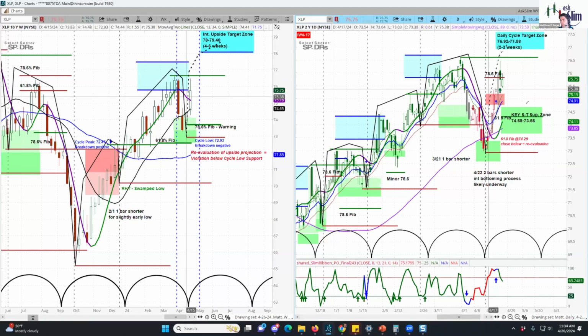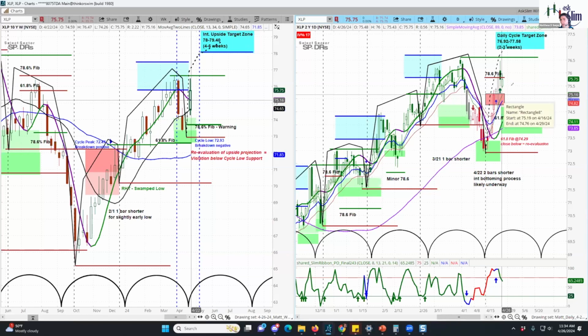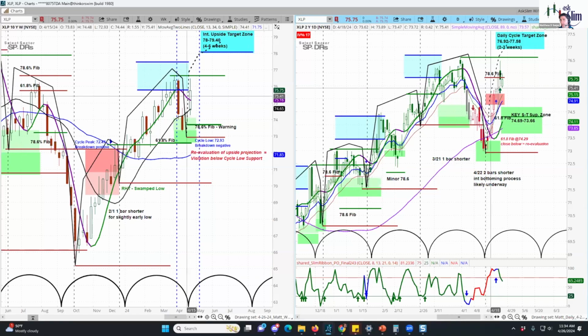There is a key support zone that runs from 74.69 to 73.66. So we could get a potential pullback, but the first area of support, as Slim was identifying, we always want to look to, when something is trending, our slim ribbon. It does a fantastic job of providing support in trending instruments. So we would look there first, and if it got a little deeper, we have a key support zone here.